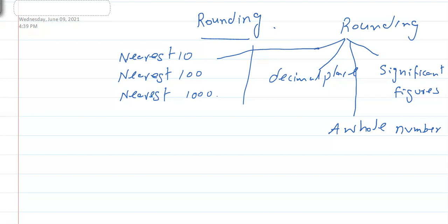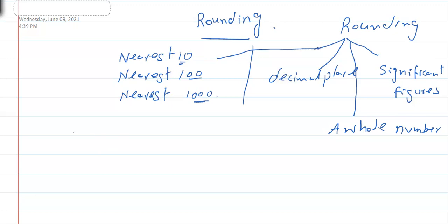Okay. So let's talk about rounding to the nearest 10. If you focus a little bit on the number 10, it has only one zero. The number 100 has two zeros at the end on the right side. 1000 has three zeros on the right side. So when you have to round to the nearest 10, your last digit should be zero.